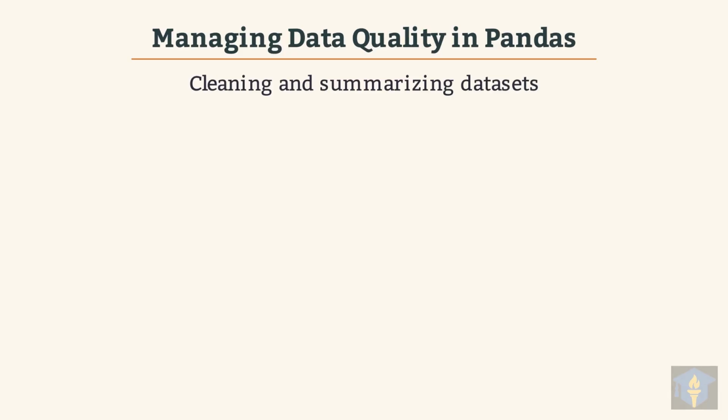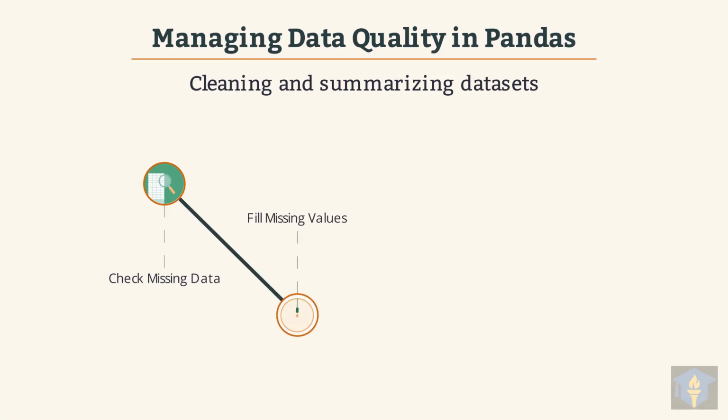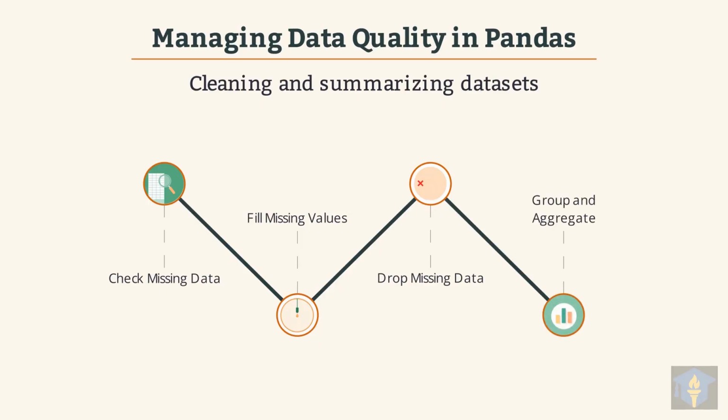This involves cleaning our datasets by addressing inconsistencies and summarizing them to reveal key characteristics. First, we need to check for any missing data, which is often represented by NaN or None values. Once identified, we can choose to fill these missing values using various strategies, like mean or median. Alternatively, if appropriate, we might decide to simply drop rows or columns that contain missing data. Finally, we can group our data and aggregate it to summarize information, like calculating averages or sums.